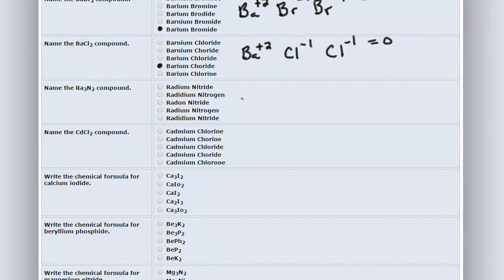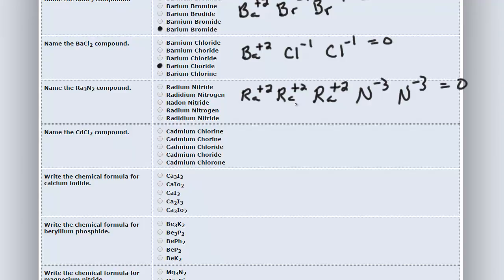Ra3N2. Well, Ra is radium, and radium is a +2 ion, and we have 3 of them, +2 +2 +2. And N is nitride, and that's a -3 ion. And so +2 +2 +2 -3 -3 is 0. We need 3 of the radiums and 2 of the nitrides to get to 0. So radium nitride.